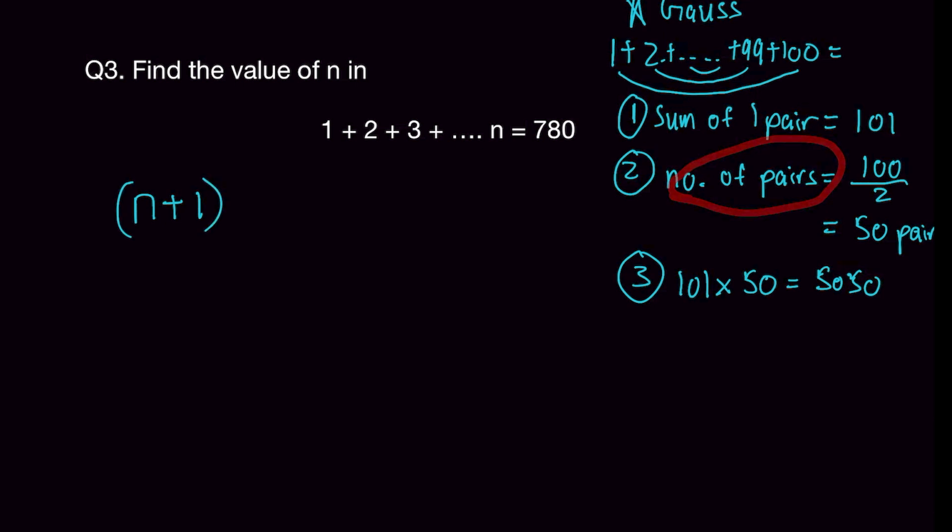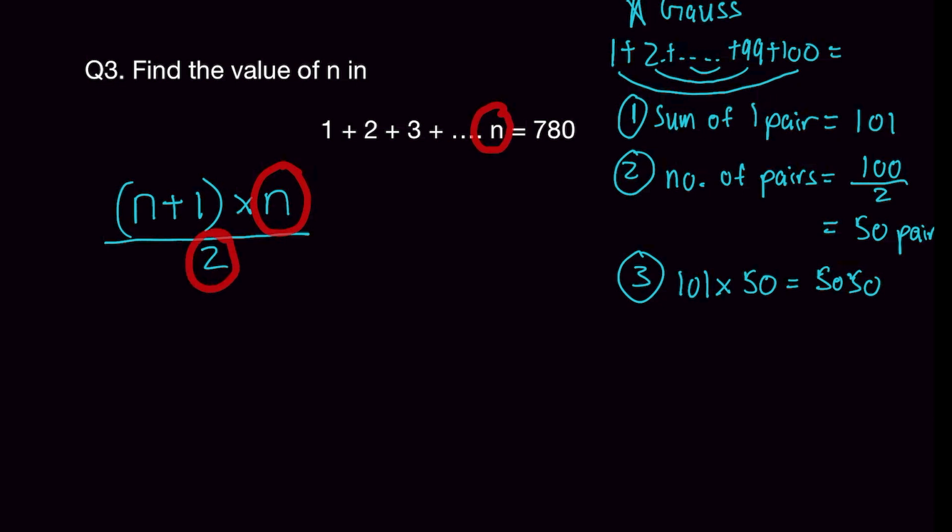We take the largest number and divide it by 2. The largest number in this question is actually n. We divide this by 2 because we are looking at the total numbers we have, and dividing by 2 gives the number of pairs. And then this would be equal to 780. Once we get 780, we just want to solve for the value of n.